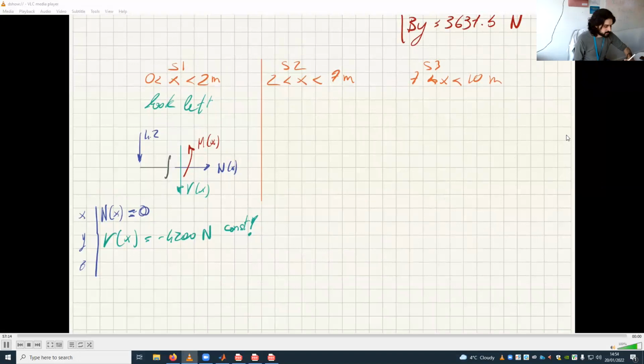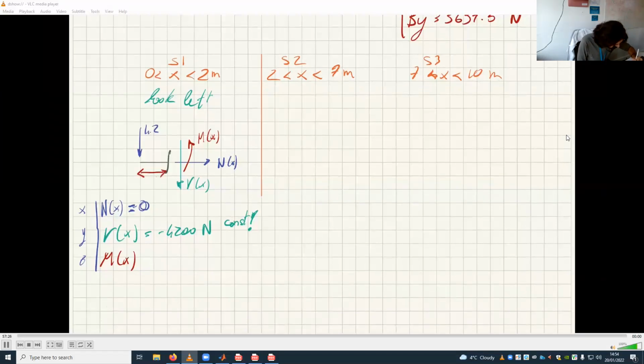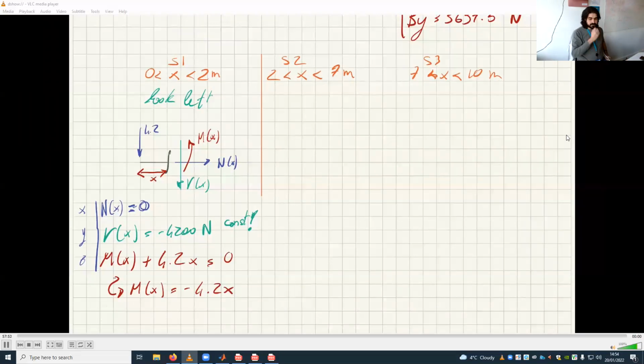What about the bending moment? Well, the bending moment equation: M of x is positive because it's counterclockwise, and this distance, remember, is always x. And then you have the positive again, so plus 4.2x equals 0. Agreed? So that means that M of x is minus 4.2x. In kilonewton meters. Okay? Nice.